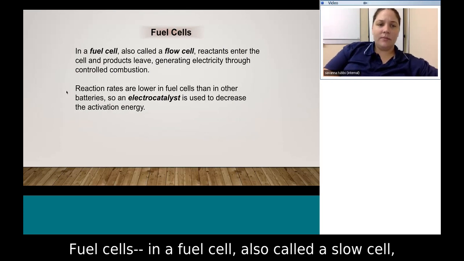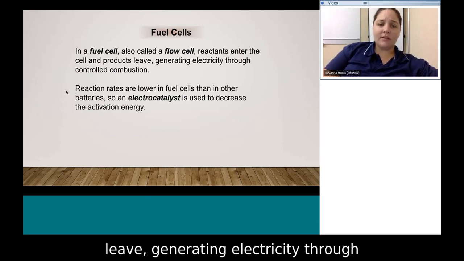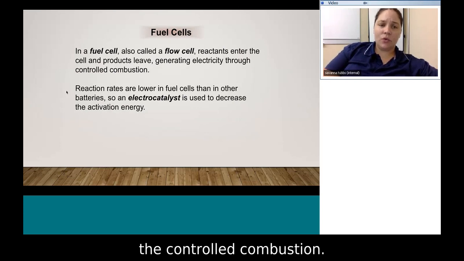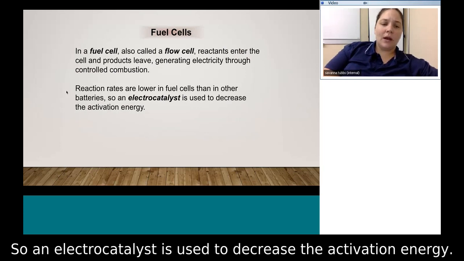Fuel cells. In a fuel cell, also called a flow cell, reactants enter the cell and products leave, generating electricity through the controlled combustion. Reaction rates are lower in fuel cells than in other batteries. So an electrocatalyst is used to decrease the activation energy.